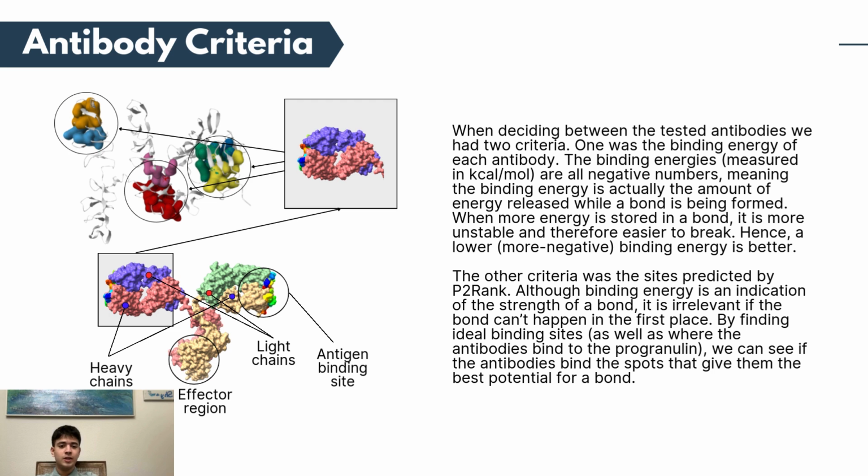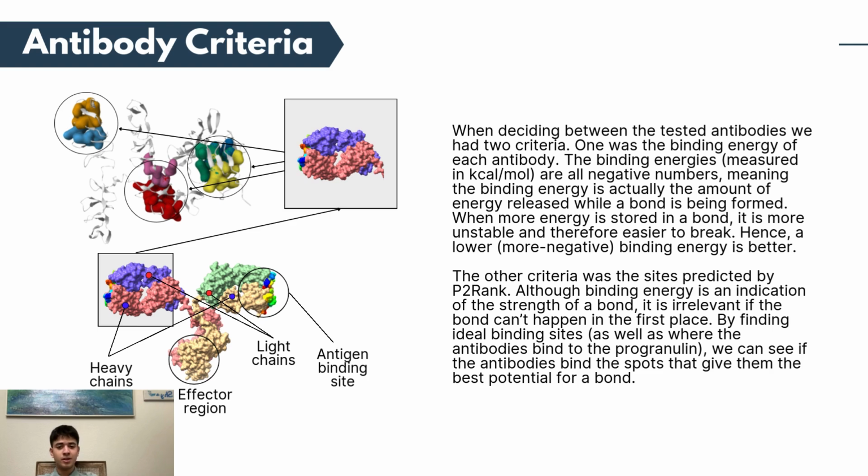The second criteria were the sites predicted by P2Rank. Although binding energy is an indication of how strong a bond actually is, it is pretty much irrelevant if the bond can't happen in the first place. This is where P2Rank comes in. P2Rank allows us to see the sites on progranulin that are most likely going to allow a bond to form, as well as the probability that a bond can form at that location.